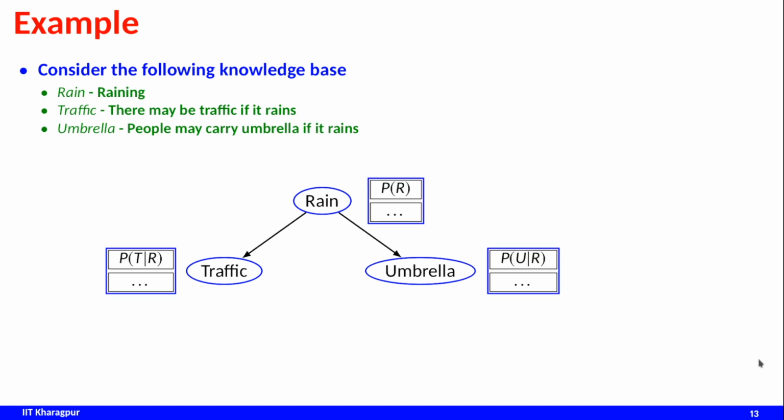The quantitative information will be represented through a conditional probability table. Here I need to specify the probability of traffic given rain, and the probability of traffic given no rain. Since rain is not dependent on anything, I just need to specify the probability of rain, and I can find out the probability of no rain. Similarly for umbrella, I have to specify the probability of umbrella given rain and umbrella given no rain. If we specify those, then we can find out the joint distribution as well.